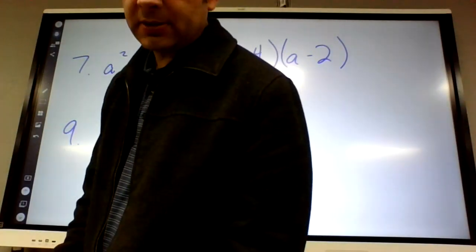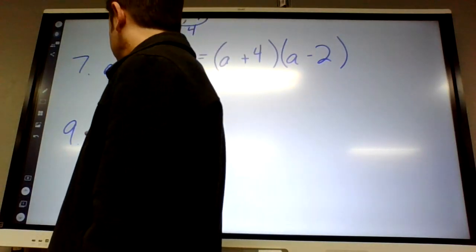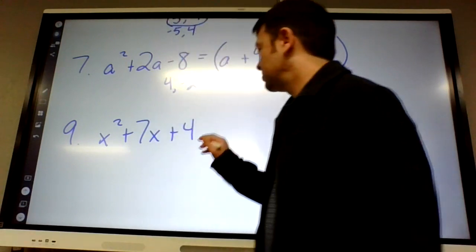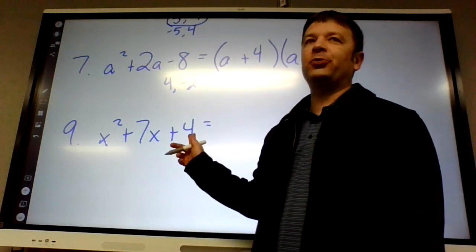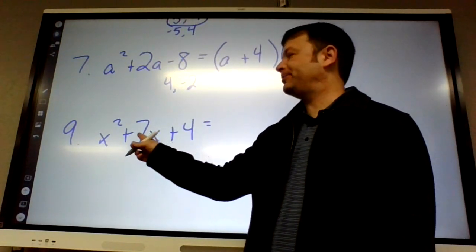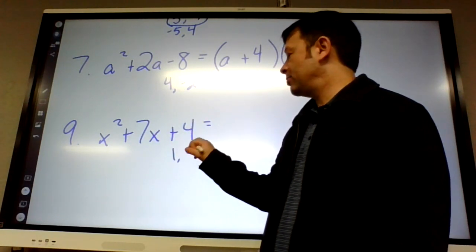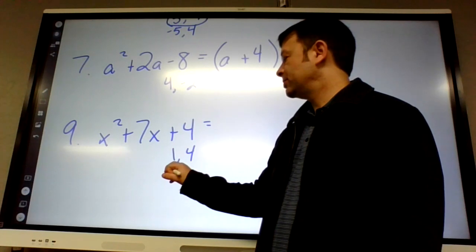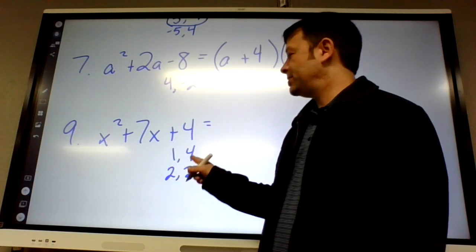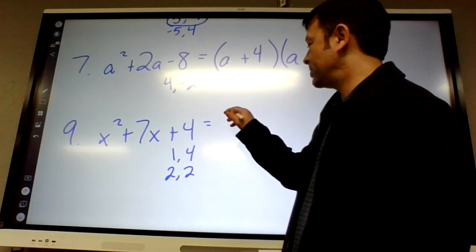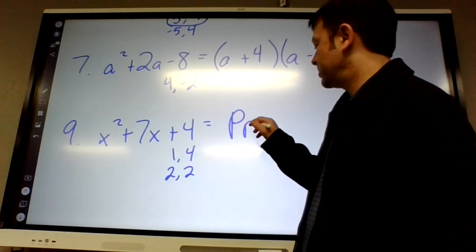Number 9. Okay. What multiplies into 4? What are our options here? It's got to add up to a positive 7, so we only need the positive versions. 1 and 4, or 2 and 2. Which of these adds up to 7? Neither. So guess what? Prime.